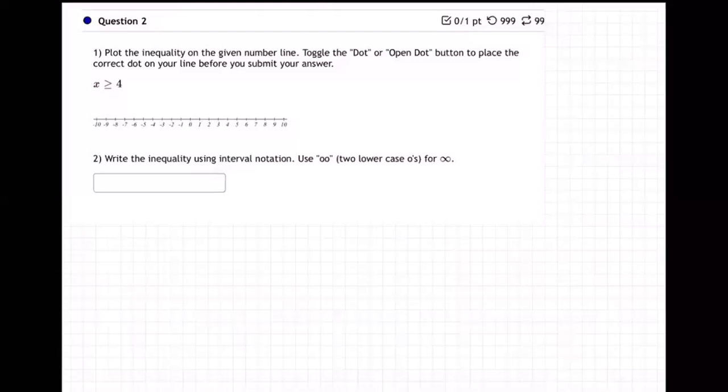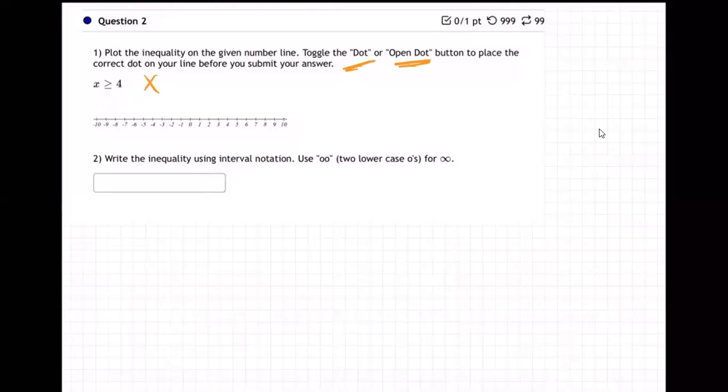Okay, so on this one, we have x greater than or equal to 4. Remember how these symbols work? We can do a dot or an open dot, and they want us to place it on the number line as we submit our answer. So how's that going to go?